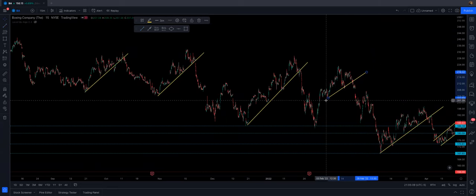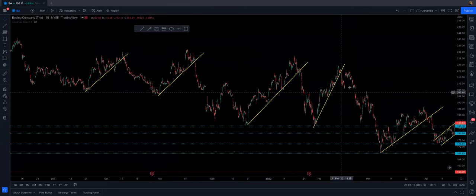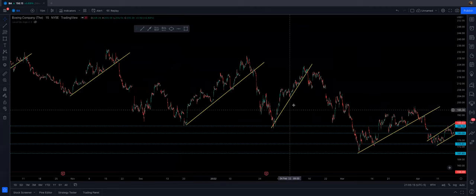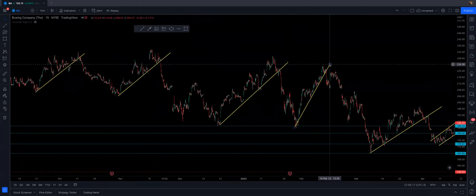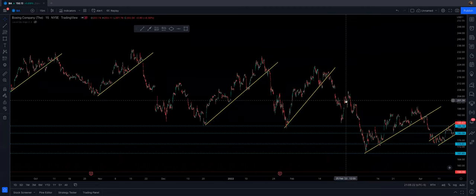Not the best one, but let me see if I draw it from right there. But don't get into a habit of making them too steep either. Like right here is too steep. Yeah, it worked, but this is too steep, right? You just want to keep it at a nice, clean angle. Got a nice little breakdown.